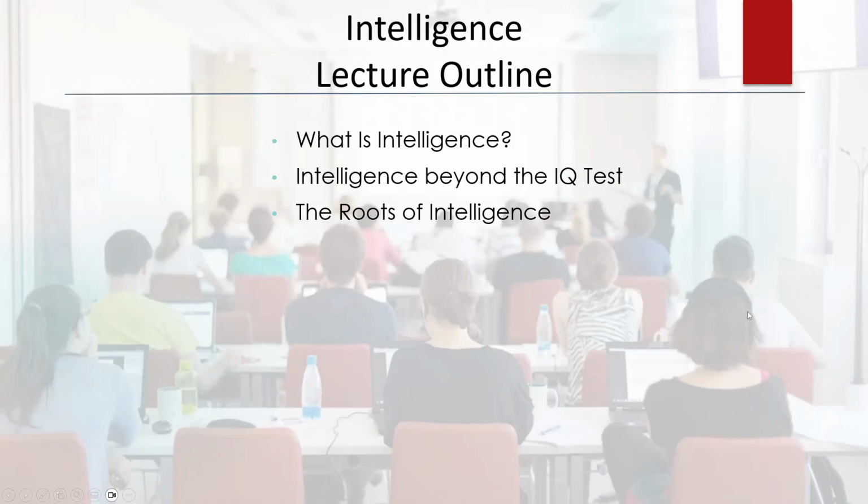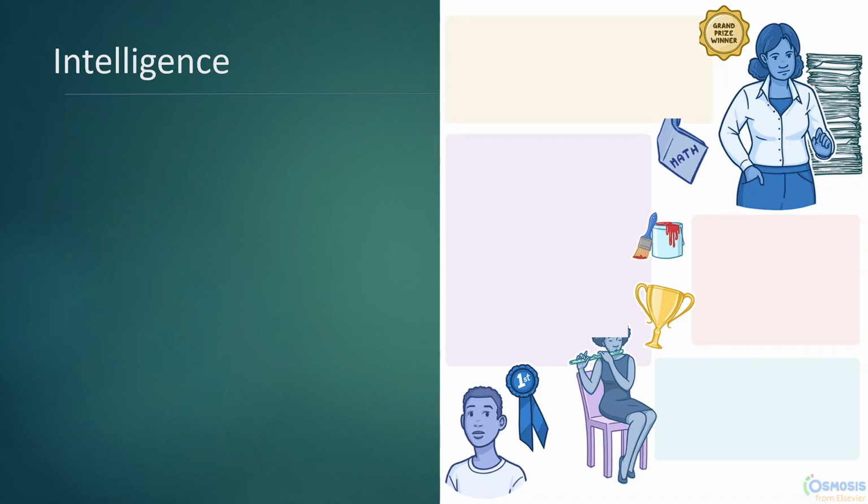In this chapter, we're going to cover the question, what is intelligence? And I'm going to give you a spoiler alert. We're not really sure. The second thing I want to make sure to address is intelligence beyond the IQ test, the kinds of intelligence that's not necessarily measured on an intelligence test. And then a little bit about the roots of intelligence, why there might be differences between people, things like that. All right, well, let's jump in.